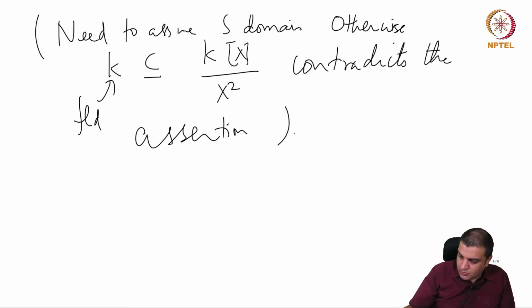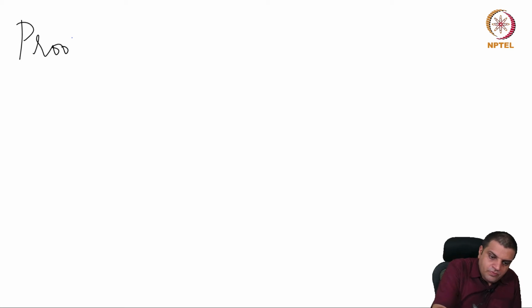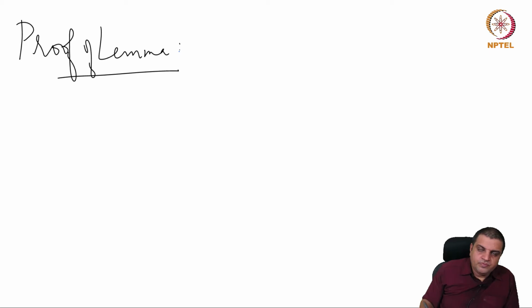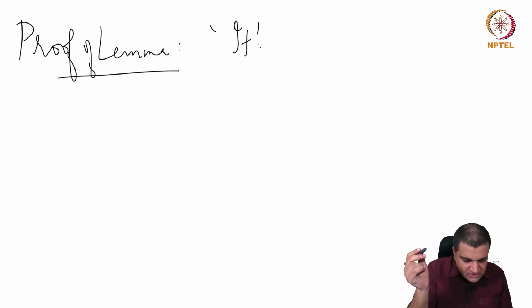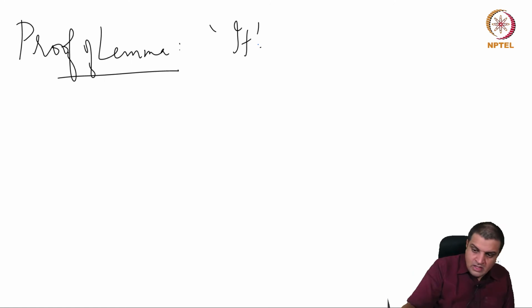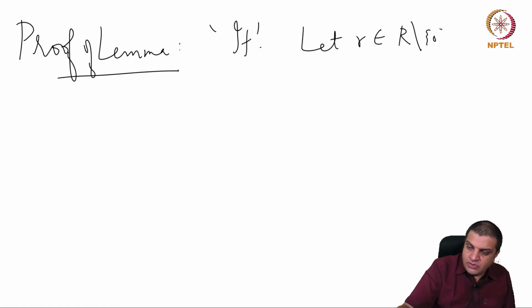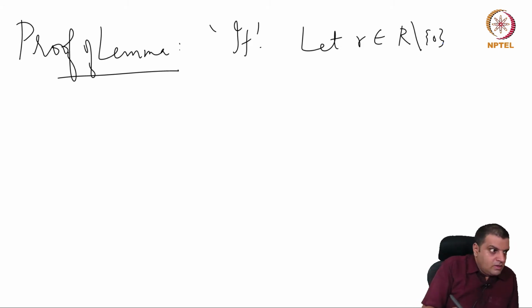Let's prove the lemma. This is the if direction. If S is a field, then R is a field. So let r be inside R but not 0. There exists s equals r inverse inside S because S is a field.